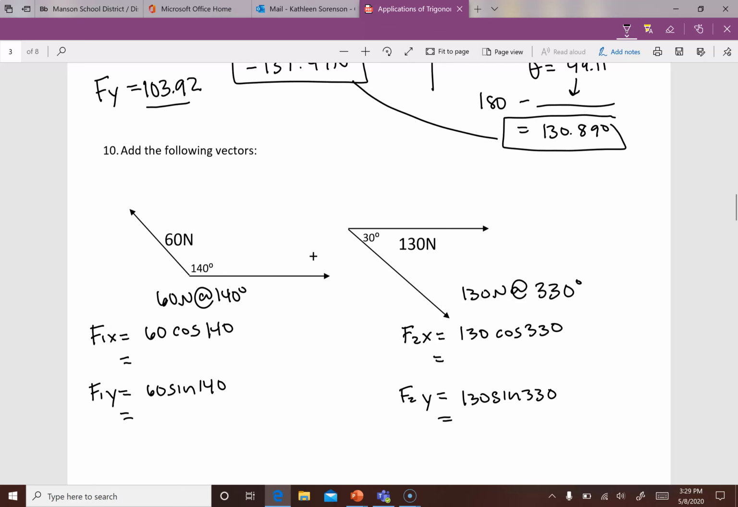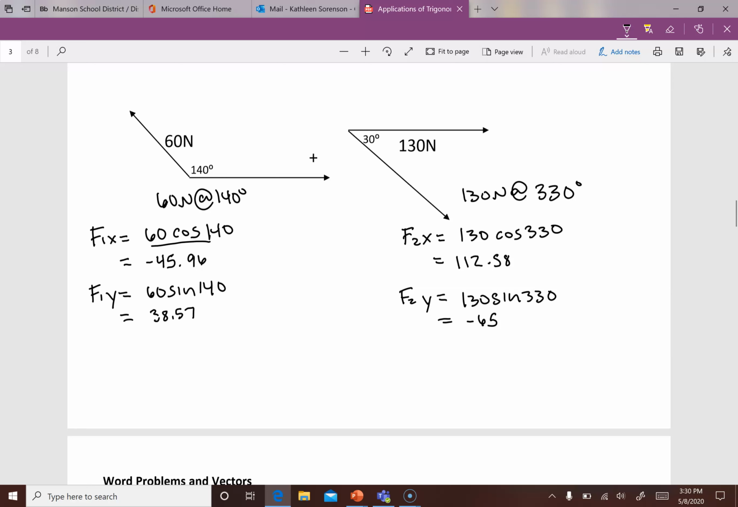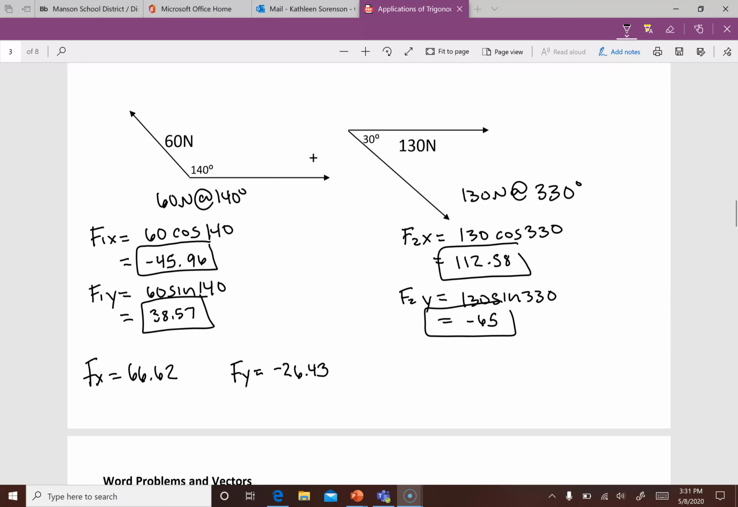All right, I'm just going to pause the video real quick and add those values to save time. All right, so those are the values that I got. You can go ahead and check your answers with me. But I'm now going to add the x values right here to get my f sub x. And then I'm going to add the y values right here to get my f sub y. And when I do that, I get a 66.2 in the f of x direction, and then a negative 26.43 in the y direction for that force. So we're going to find our magnitude by doing this. Don't forget your parentheses, especially with the negatives.